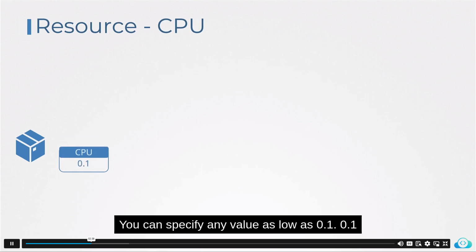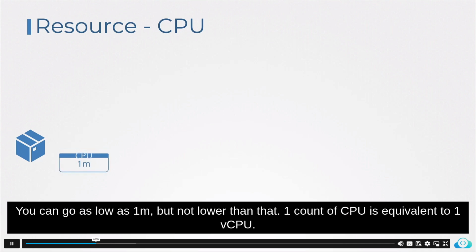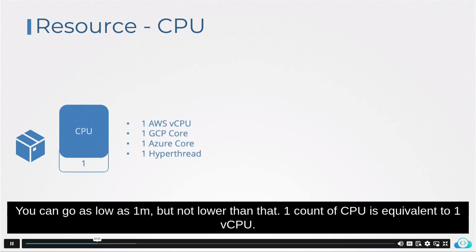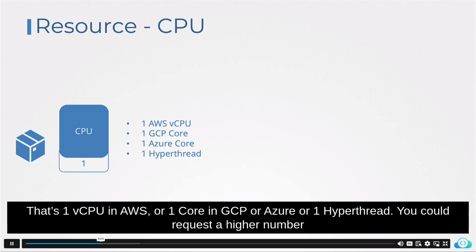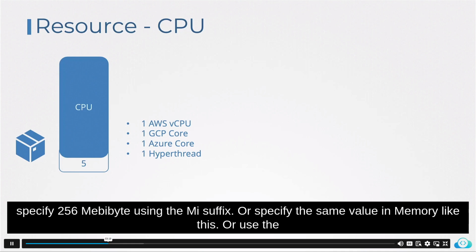So what does 1 count of CPU really mean? You can specify any value as low as 0.1. So 0.1 CPU can also be expressed as 100m, where m stands for milli, and you can go as low as 1m, but not lower than that. 1 count of CPU is equivalent to 1 vCPU. That's 1 vCPU in AWS, or it could be referred to as 1 core in GCP or Azure, or 1 hyperthread on other systems. And you could request a higher number of CPUs for the container, provided your nodes are sufficiently funded. In this example, I have set it to 5.